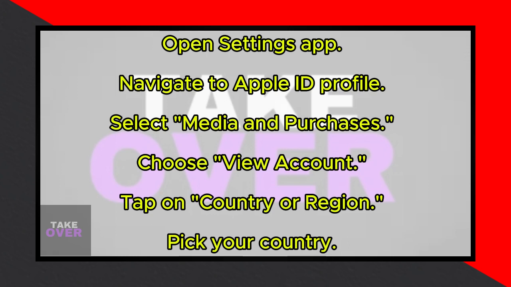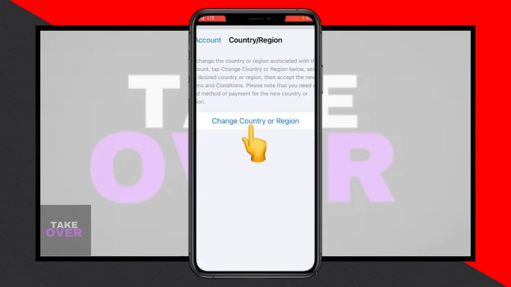First, open the Settings app on your device. Next, navigate to your Apple ID profile. Then, select Media and Purchases. Proceed to View Account. Now choose Country or Region. Select Change Country or Region. From the list, pick your country, for instance, the United States.